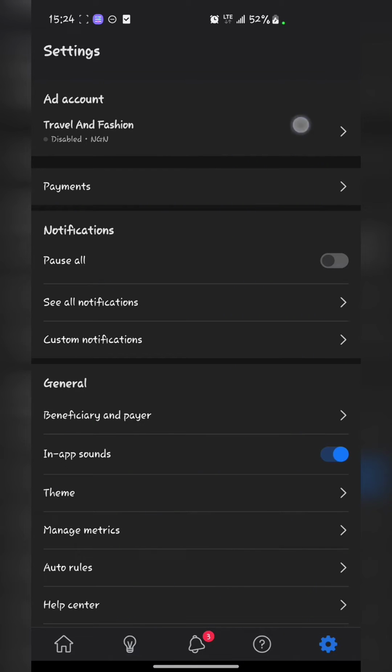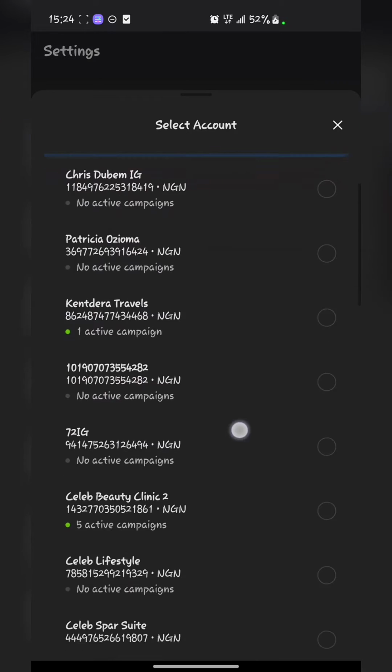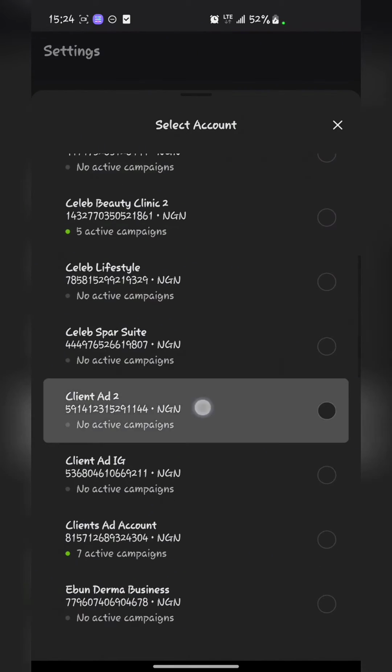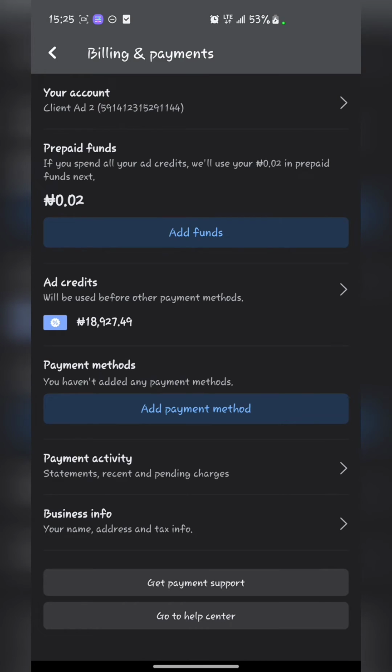I have access to numerous ad accounts, so I redeemed this gift in an active ad account. At the time of redeeming this ad credit, 25 USD was equal to 18,927 naira 49 kobo.